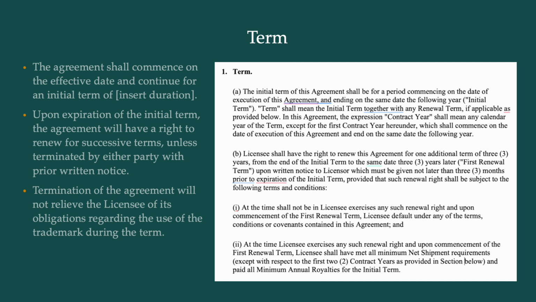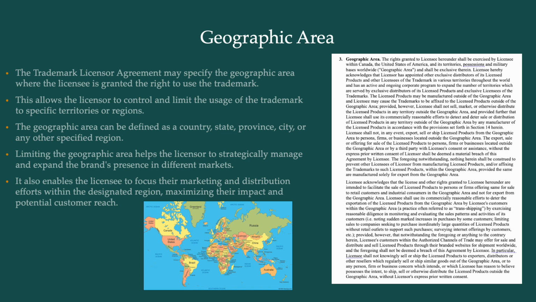In this agreement, the duration of the term is 3 years. Geographic area. The trademark licensor agreement may specify the geographic area where the licensee is granted the right to use the trademark. In this scenario, it's UCSD campus. This allows the licensor to control and limit the usage of the trademark to specific territories or regions.